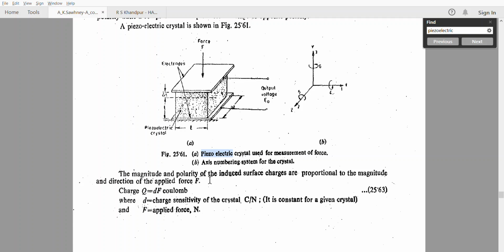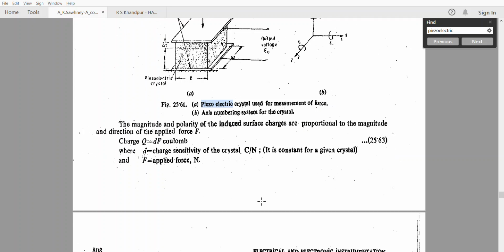The charge Q is given by d into F coulomb. So charge is directly proportional to the force, and it has d. So d is what? Q by F, that is the charge sensitivity, which is coulomb per newton. So what is the change in charge per newton of force applied? This is the charge sensitivity, and F is the applied force.